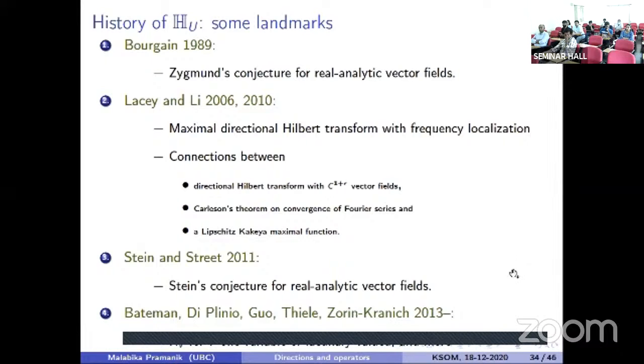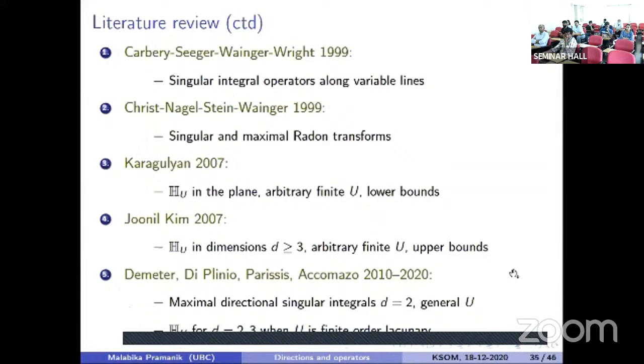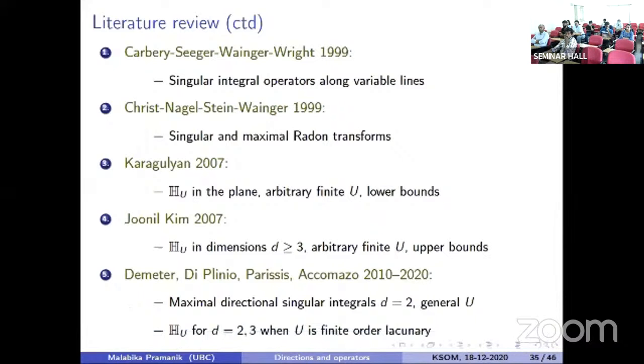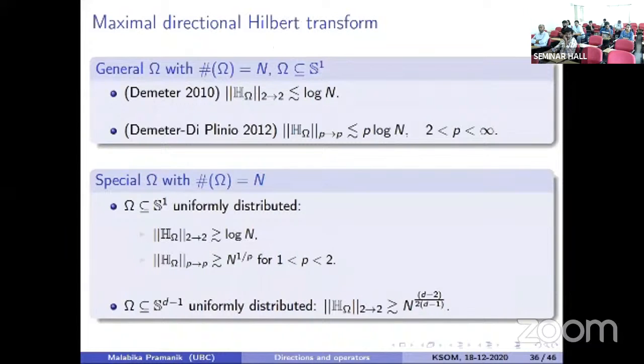But let me draw your attention to some of the results that are known. For example, the work of Demeter and Demeter-Di Plinio shows that if a direction set omega contains capital N many elements, then the L^p operator norm of H omega is bounded above by a multiple of log N if p is between 2 and infinity.